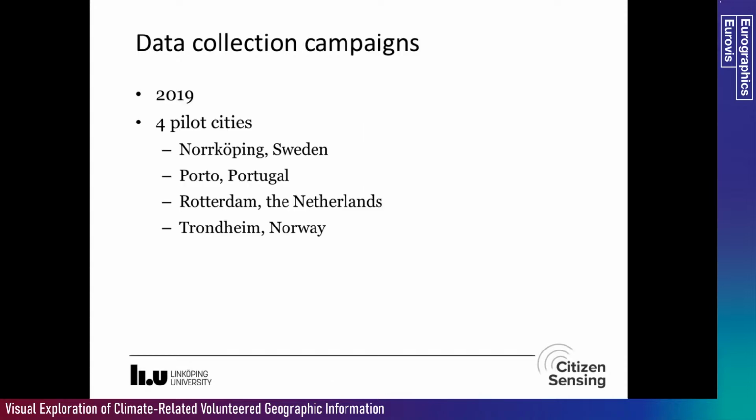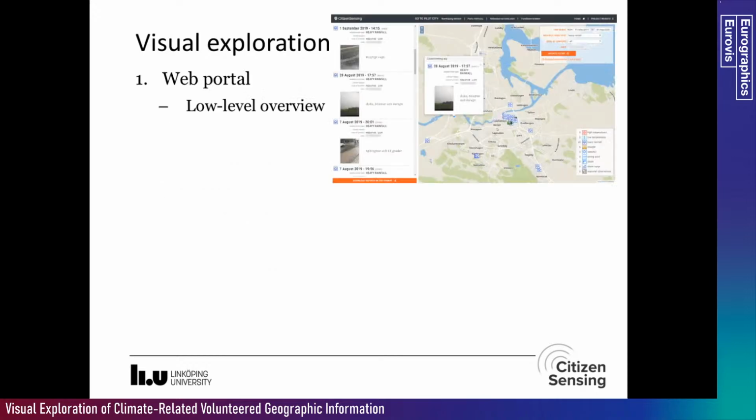As part of the Citizen Sensing project, a number of data collection campaigns were held during 2019 in the four pilot cities: Norrköping in Sweden, Porto in Portugal, Rotterdam in the Netherlands, and Trondheim in Norway. The data collection was performed through different user groups instead of individual users, in order to preserve privacy.